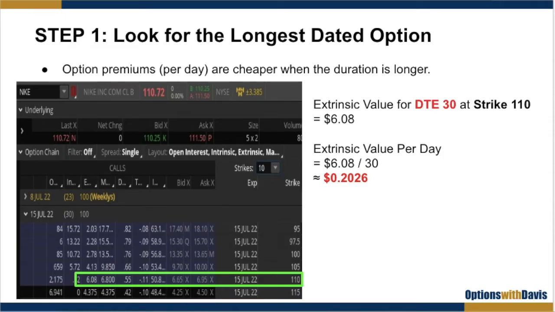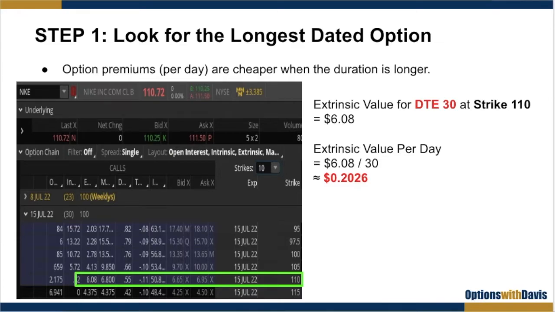So the first step, what I'll do is I will look for the longest dated option, and the only reason is because option premiums per day are cheaper when the duration is longer. It's the same analogy as if you were to buy a bottle of mineral water. Let's say it could just cost $1, but if you were to buy 100 bottles, you might get a discount on that. So per bottle, it might cost you 80 cents or 70 cents if you buy more. Options work very similarly, where if you go for the longer dated option, you're actually paying less in terms of premium per day.